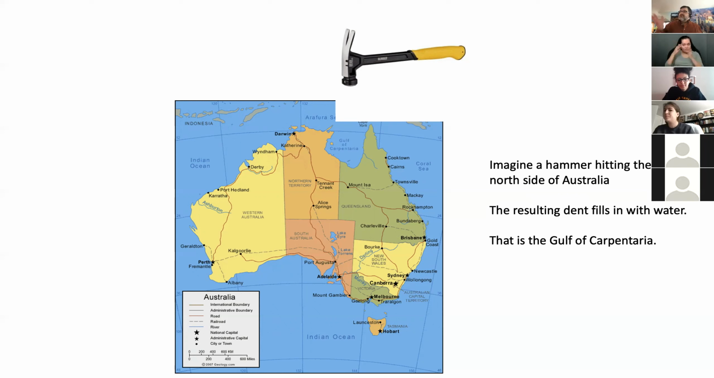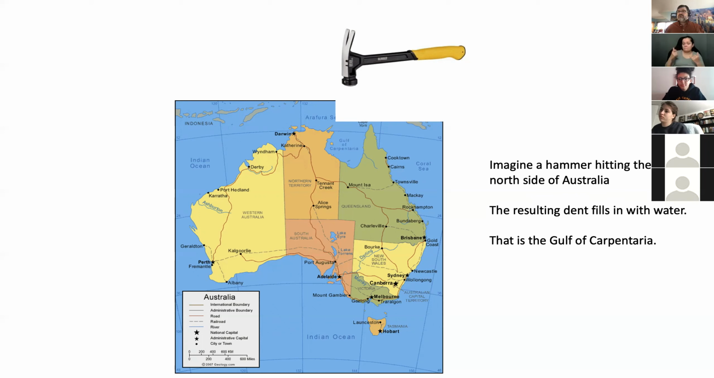You can use an image like this of the hammer. You can create a jingle. You can create an acronym. Be imaginative. Something to help us all get this one right when we later do the map quiz.